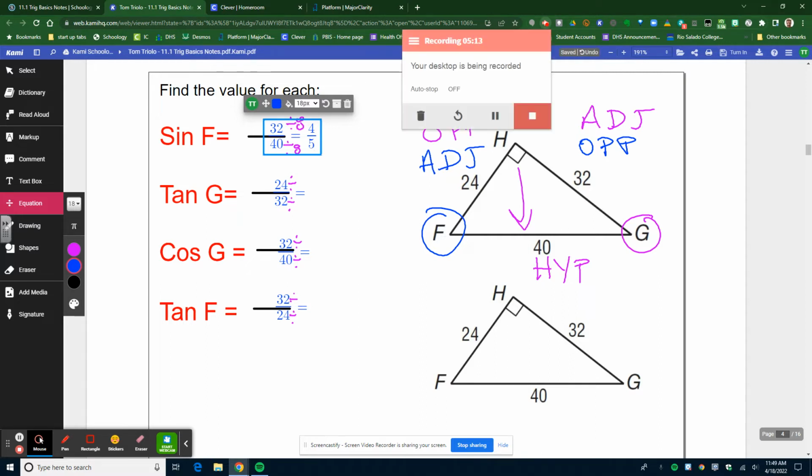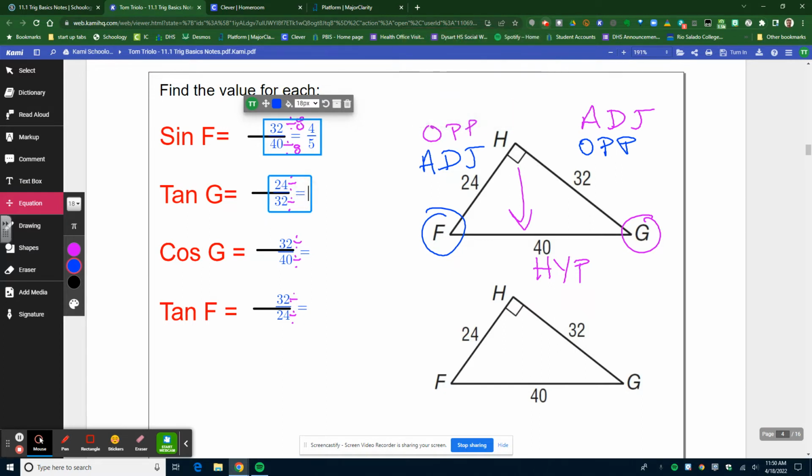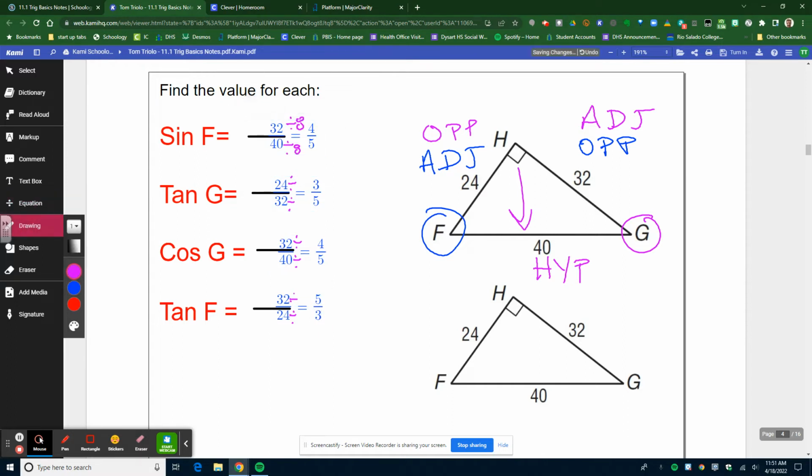I didn't give you the answer because I was pushing. You should have 1. Divide by 8. You got 3/5. Divide by 8. Hey, that one looks familiar. Sine of F is the same as cosine of G. Yes, and we'll be discussing that a whole lot more. But tangent of F isn't the same as tangent of G, but they do have a relationship. They are reciprocals. So these are equal, and these are reciprocals.